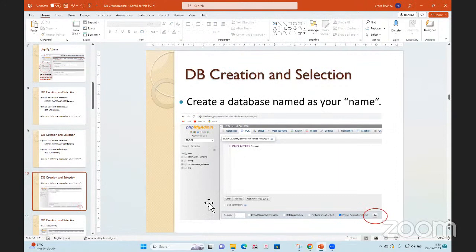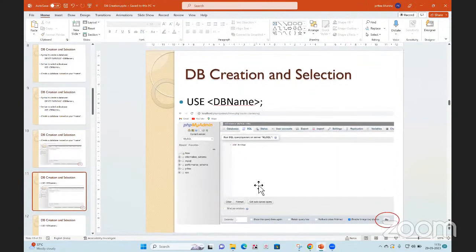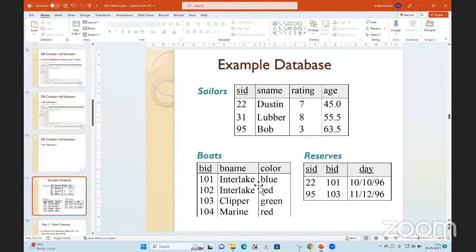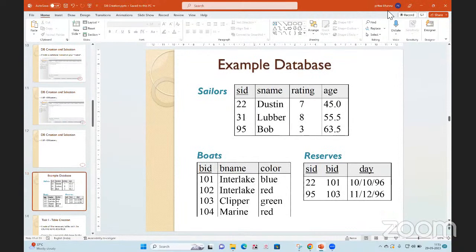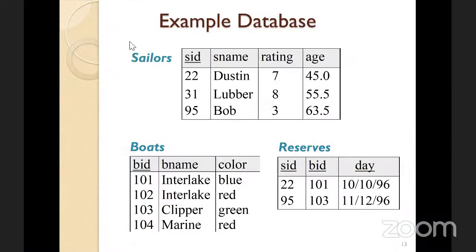So you have created the database. Now we have to create these tables, right? Just listen first and then we will do it. We have to create 3 tables: sailors, boats, and reserves. And then we will enter data into them, right?